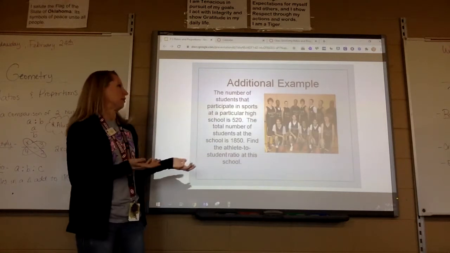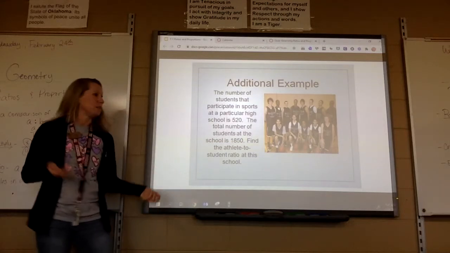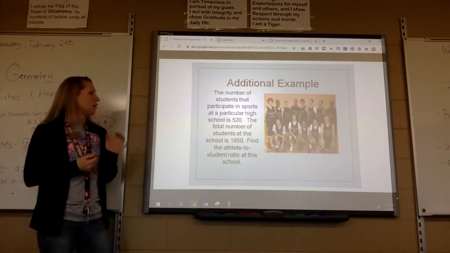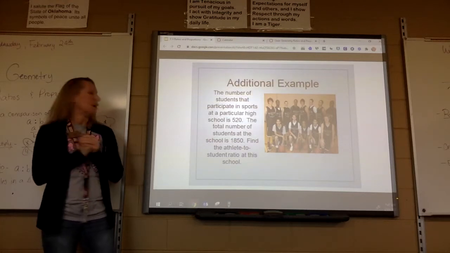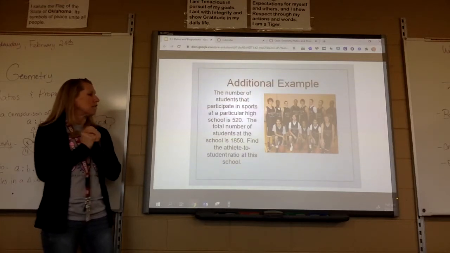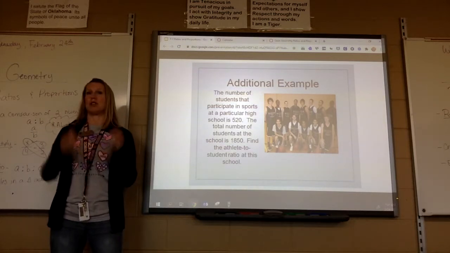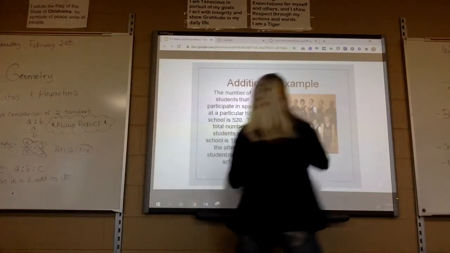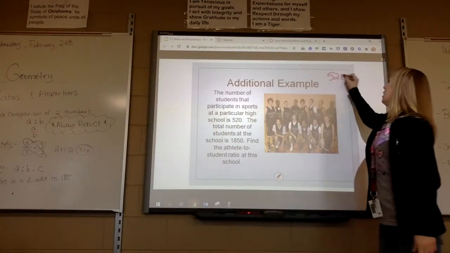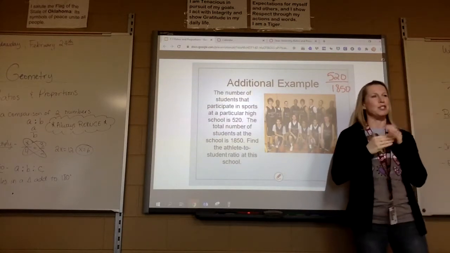So for example, the number of students that participate in sports at a particular high school, let's say Broken Arrow, is 520. The total number of students is 1850. So we have to find the athlete to student ratio. It has to be in that order, athletes, then students. So my athletes are 520, my students are 1850, but I have to reduce that.